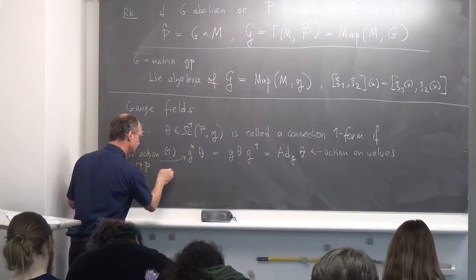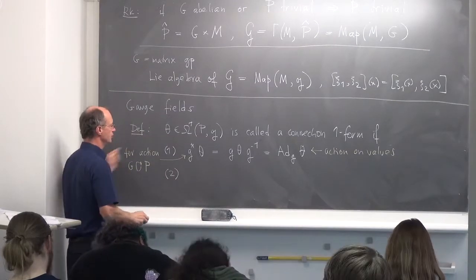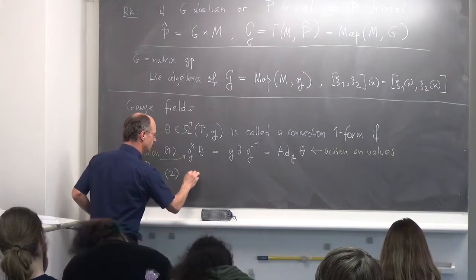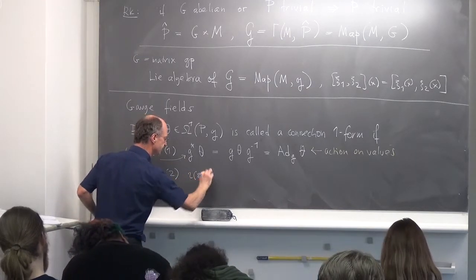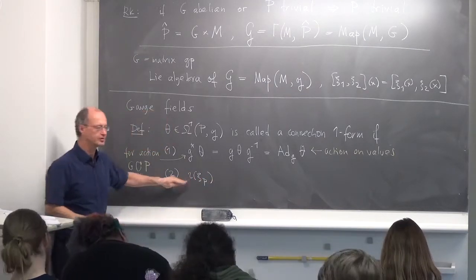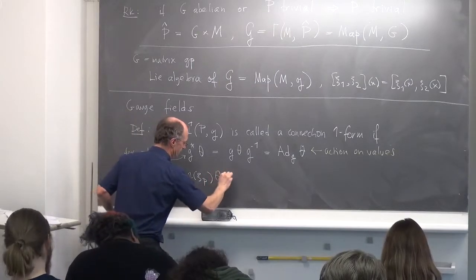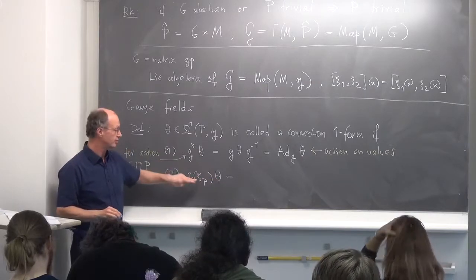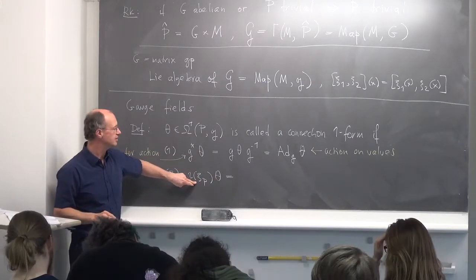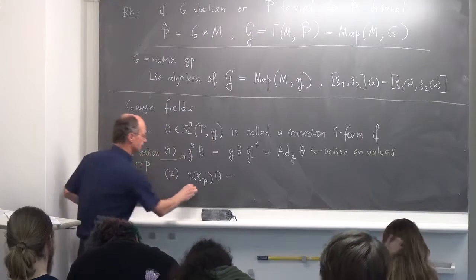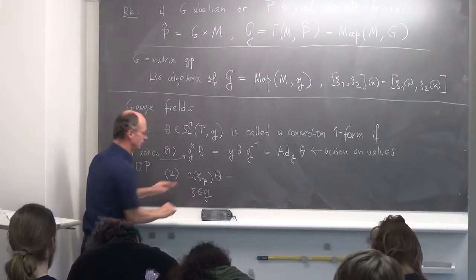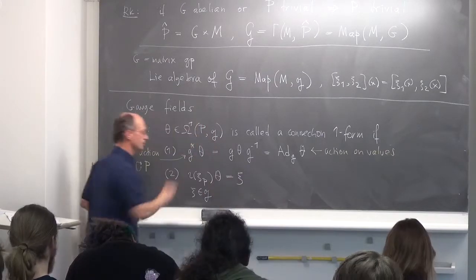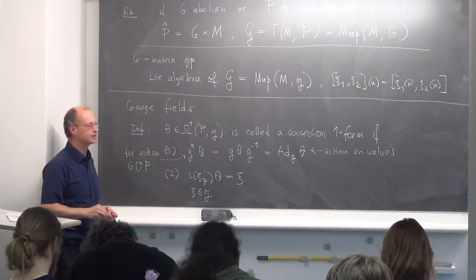And the second condition is as follows. So we have an action of a Lie group on the total space. We take the corresponding fundamental vector fields. And we would like the contraction with a fundamental vector field corresponding to the Lie algebra element xi. So xi is an element of g. And the result should also be an element of g, to be just this element.